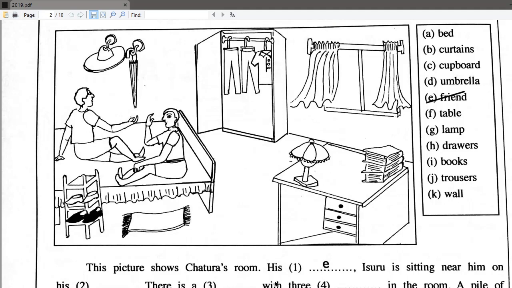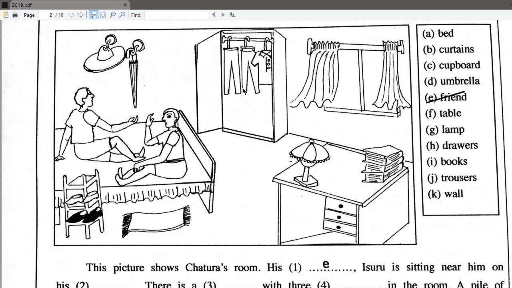There is a blank with three. Now you can say there is a blank with three in the room. So what is there with three? You can say there is a cupboard with three clothes. So can you say clothes here? No, you can say trousers and shirts. If you look at this box also, you can see they have given the word trousers.